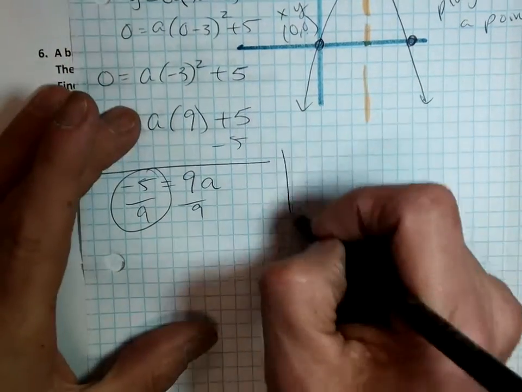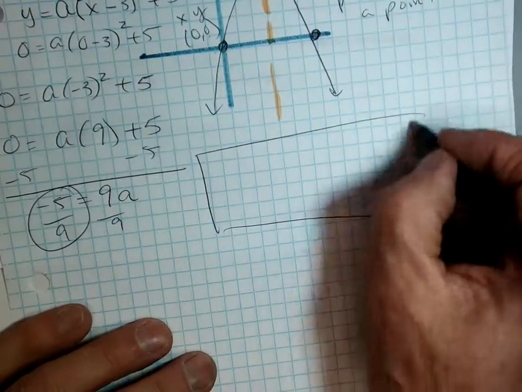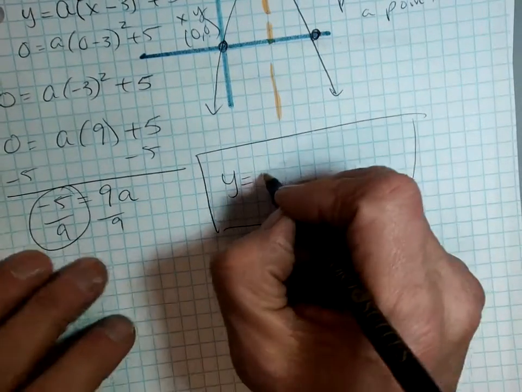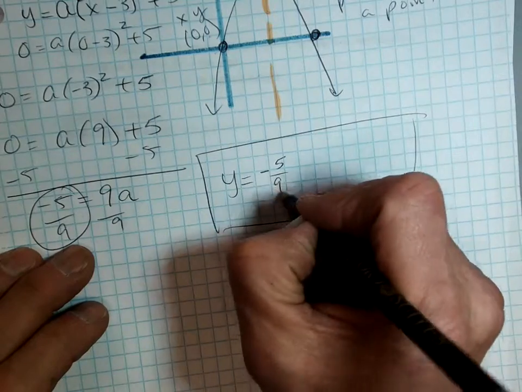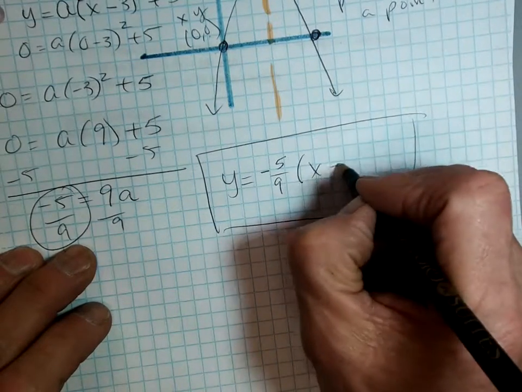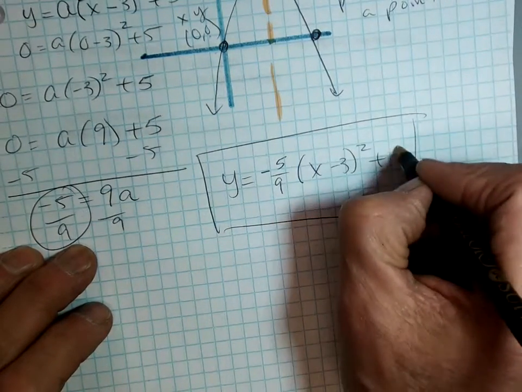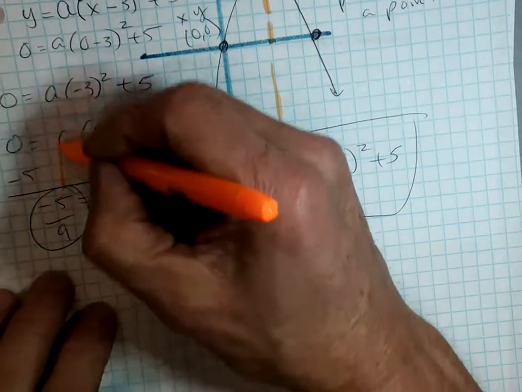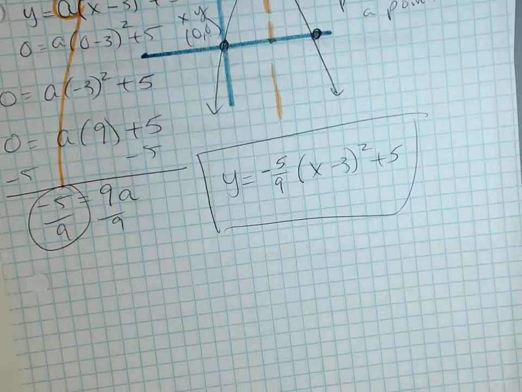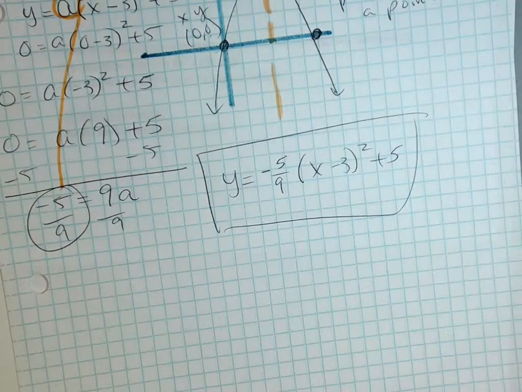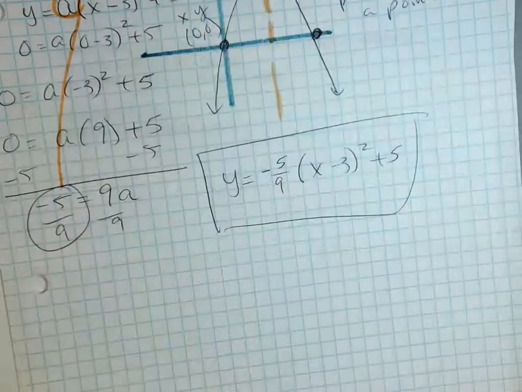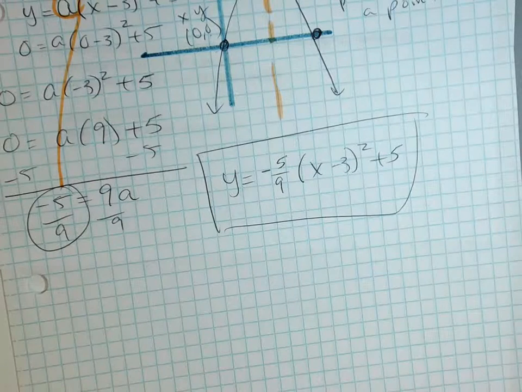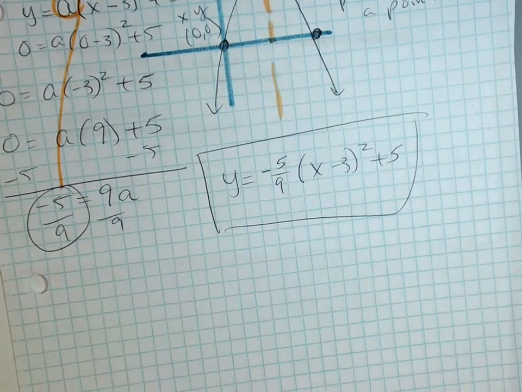So here's my equation. Y equals negative 5/9 times (x minus 3) squared plus 5, because I put my negative 5/9 right there, didn't I? This is the equation of this parabola. Well, it didn't ask for the equation, but I will ask for it Monday, okay? So may as well do it, right?